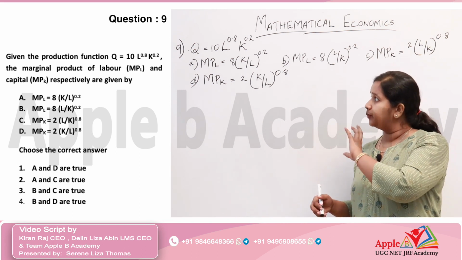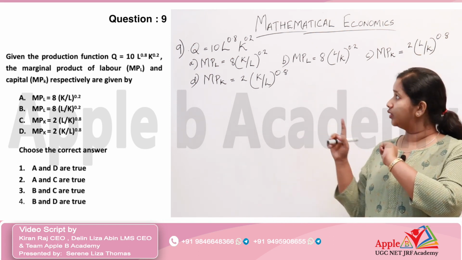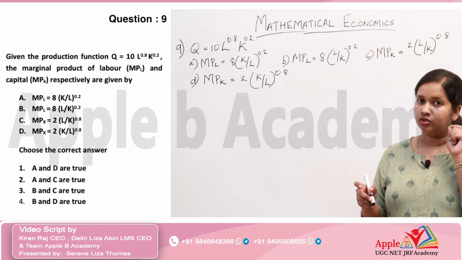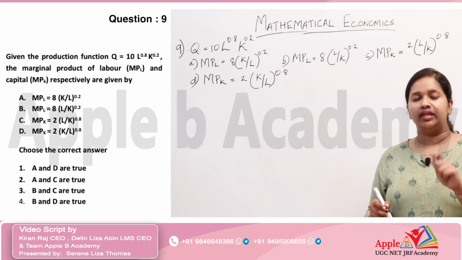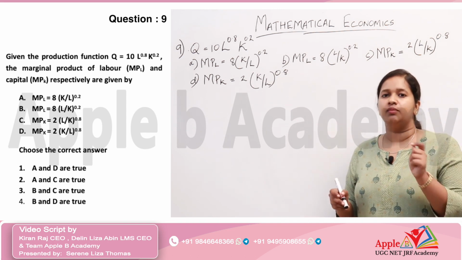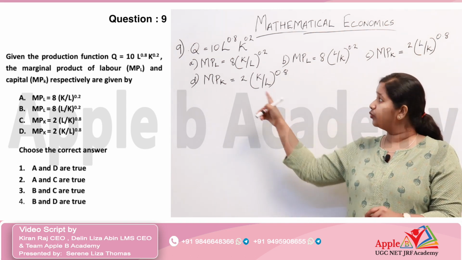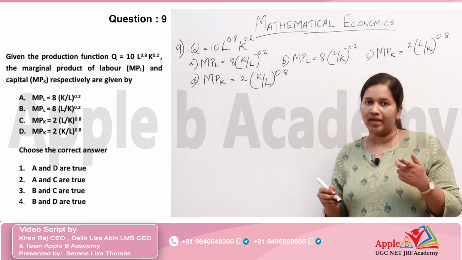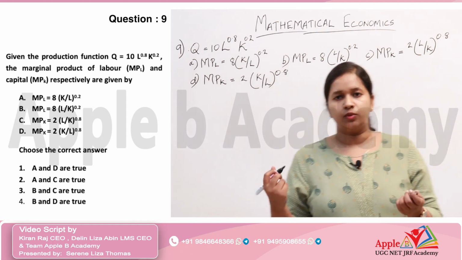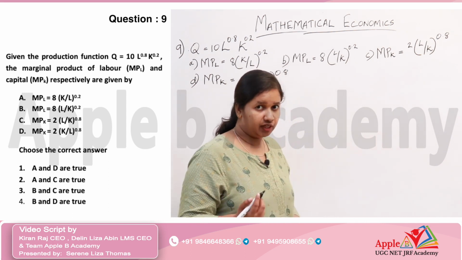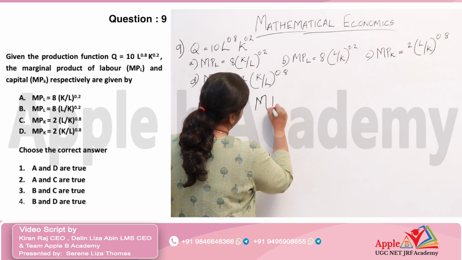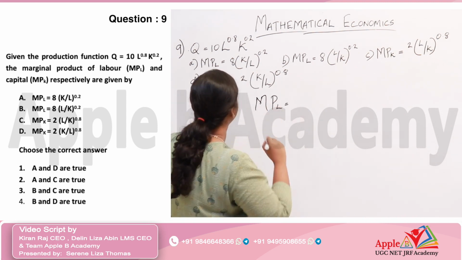In this question, the production function is given, which is Q equals 10 L^0.8 K^0.2. We need to find the marginal productivity of labor and the marginal productivity of capital. We have 4 options given, and from these options we have to choose the right answer. First, we will find the marginal productivity of labor.